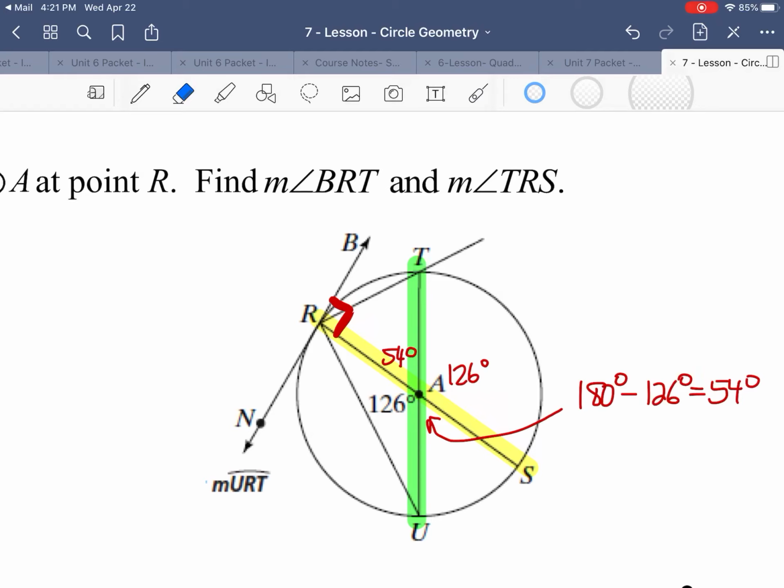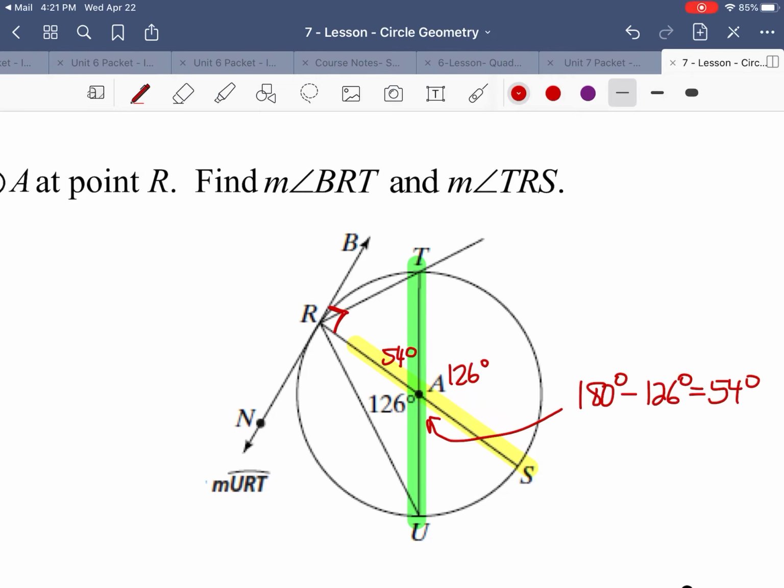All right. We already know that we have a 90-degree angle here, but that marking is looking way too big. I want to make that look a little nicer. Not that it looks much nicer, but it is what it is. So we know that we have the 54-degree angle.